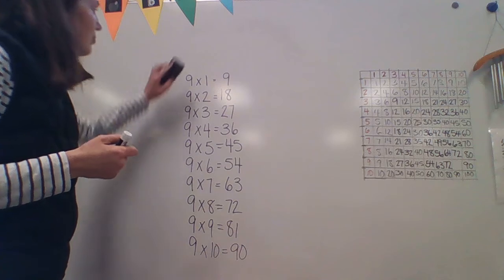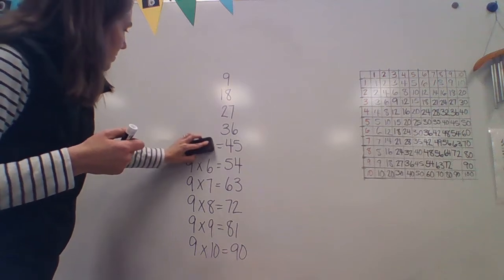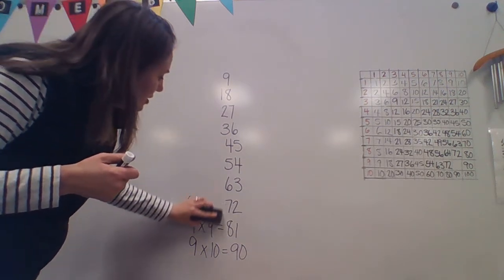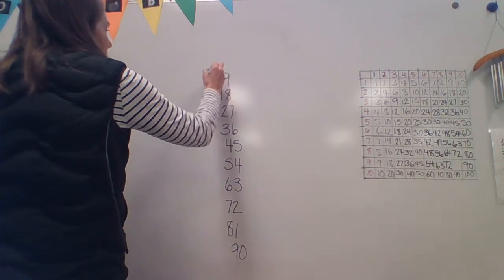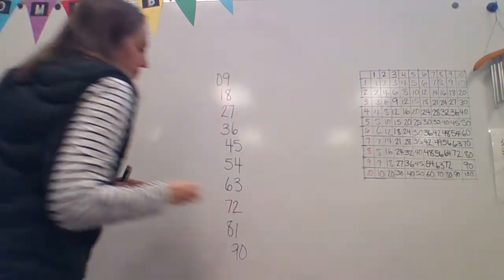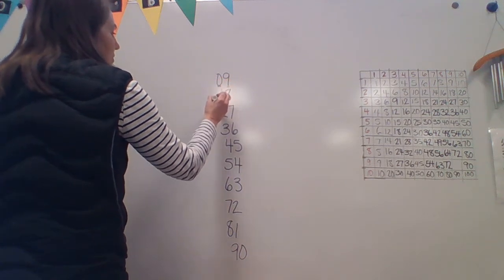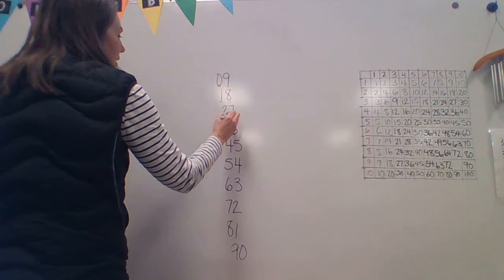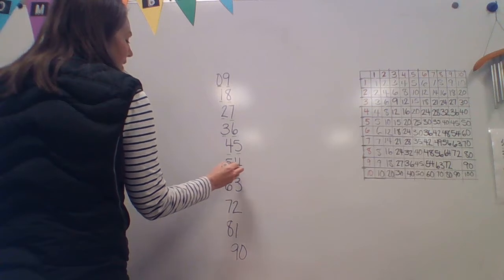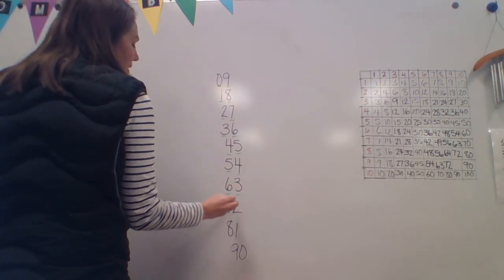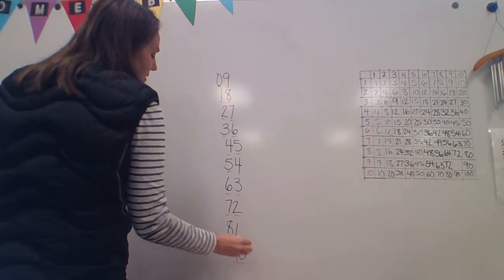Now, I'm going to erase these because I just want to take a look at the products really quickly. And I'm going to do this. So, my products, I have 0 and 9, 1 and 8, 2 and 7, 3 and 6, 4 and 5, 5 and 4, 6 and 3, 7 and 2, 8 and 1, and 9 and 0.